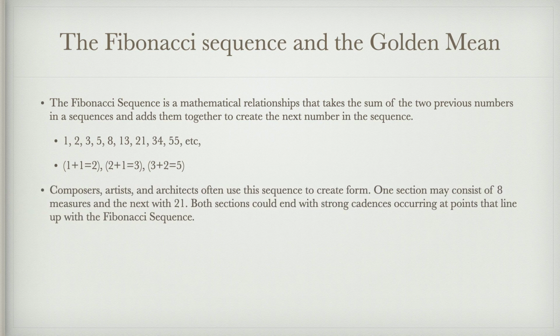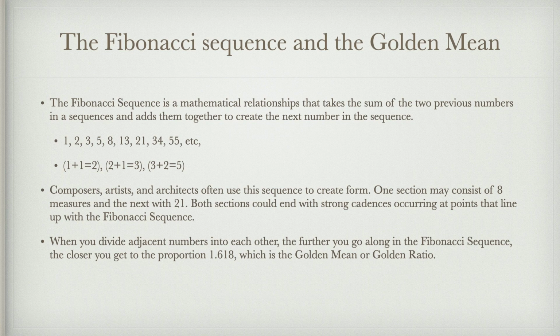So composers, artists, and architects will often use this sequence to create form. One section may consist of 8 measures and the next 21, so that the first section that ends with 8 measures would have a very strong cadence or something to define the end of that particular section and make it very clear the section is ended. And then in measure 21, you'd have something that helps to define the end of that section again. So both sections could end with strong cadences occurring at points that line up with the Fibonacci sequence.